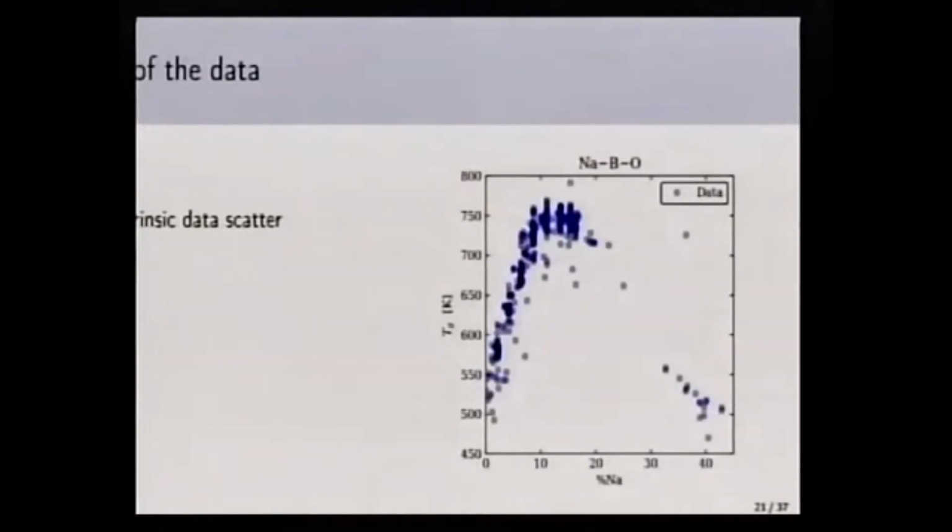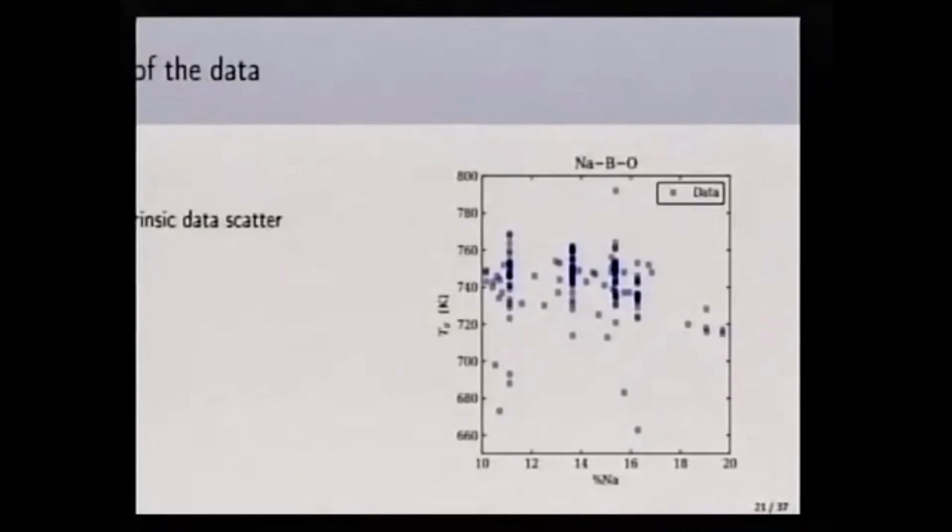Another thing that we need to look at is the scatter of the data, right? So here I'm showing you the system of sodium oxide and boron oxide. Here is pure boron oxide, and here you are increasing sodium. You can see how TG changes, but look at the scatter. There is a huge scatter here, right?